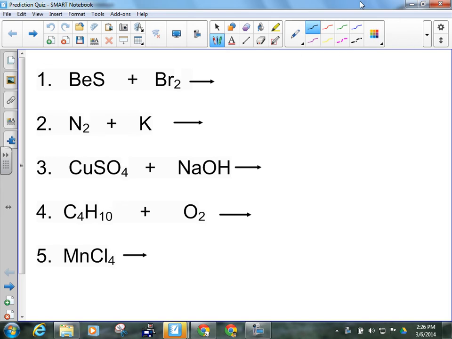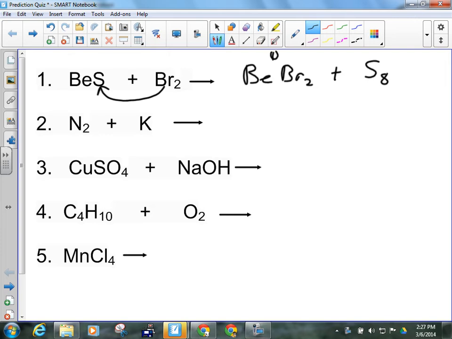All right, so let's quickly go through these here, guys. Our first one, we've got a single replacement reaction between an ionic compound and a non-metal. That means that the non-metal will replace the non-metal, and we will wind up with BeBr2 plus sulfur. And sulfur is very special, okay? Comes as an S8. So here's the marks distribution.